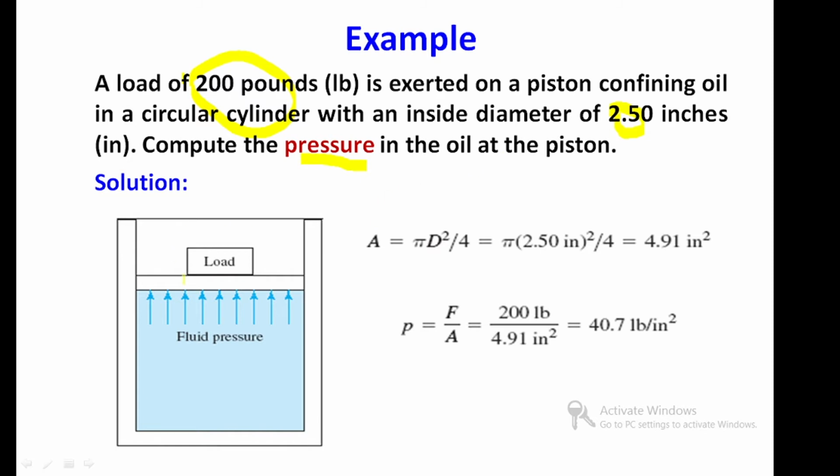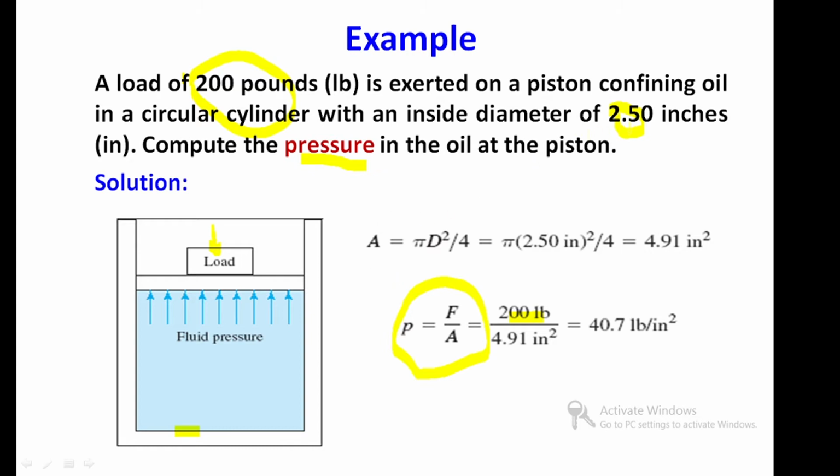Okay, what is the pressure formula? Force by area. The formula is available here. See that, this is the formula. P equal to force by area. Here this load is the force, right? What is the force here? Given 200 pounds. Here 200 pounds divided by area.